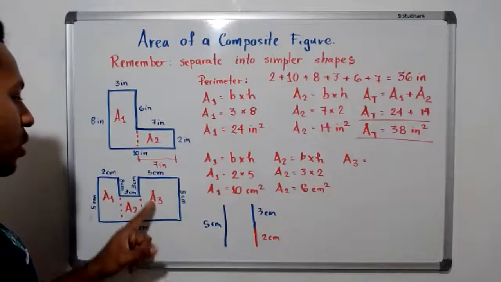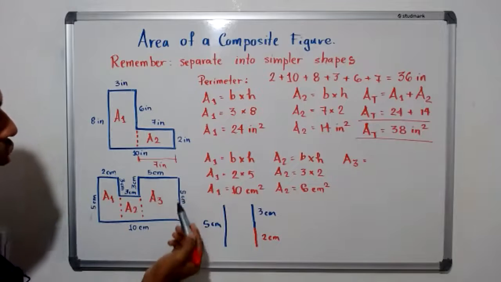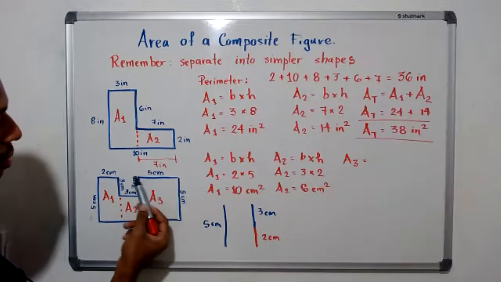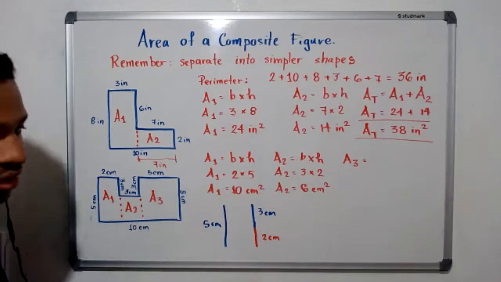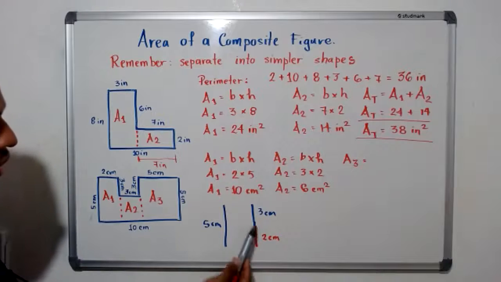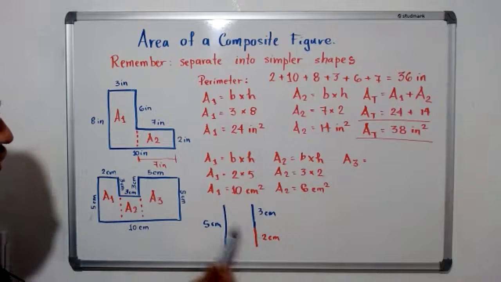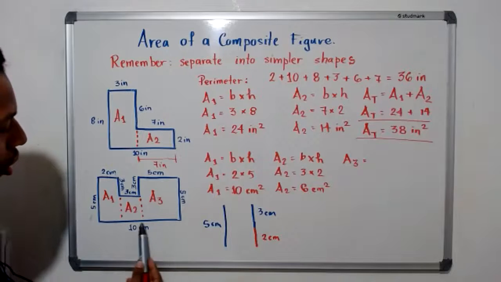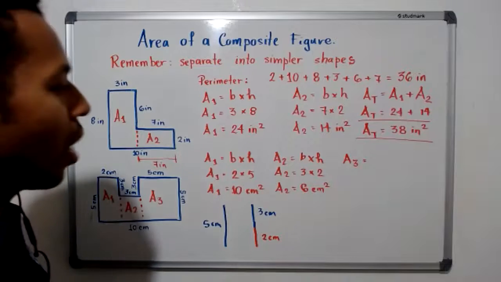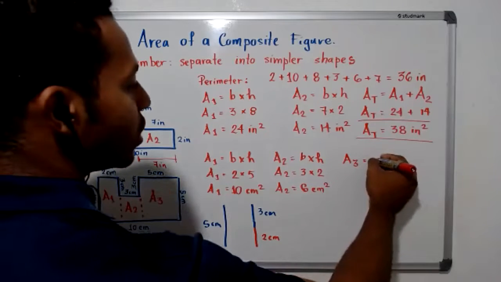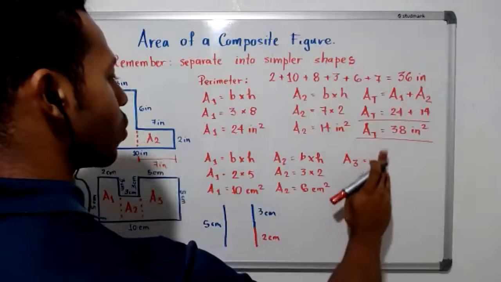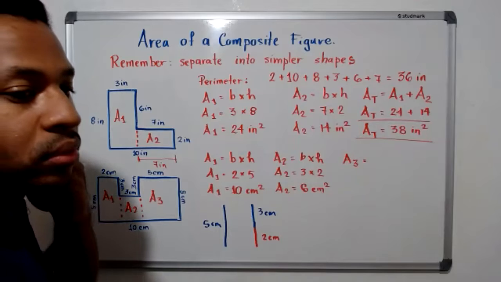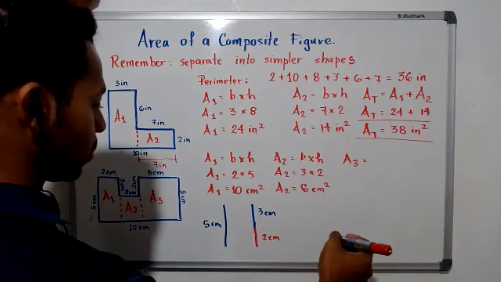The area number 3 is easy because we have a square. Why do we know that it's a square? Because the height is 5 centimeters and the base is 5 centimeters too. And we calculate that we have 3 plus 2 on this side, 5 centimeters. So at the bottom we have 5 centimeters, same as the top. So what is the area of the square?